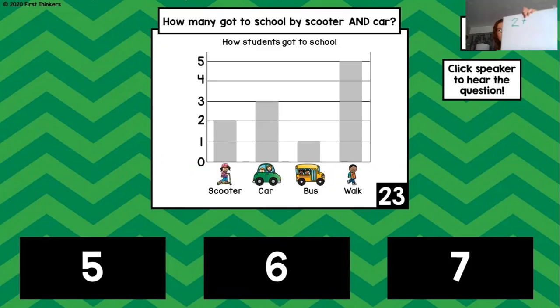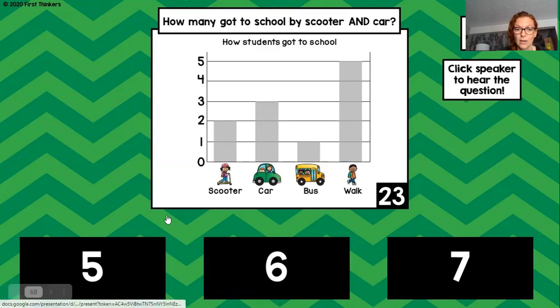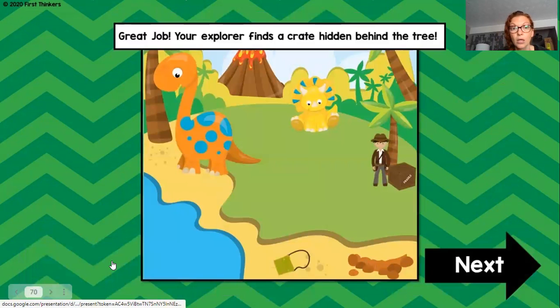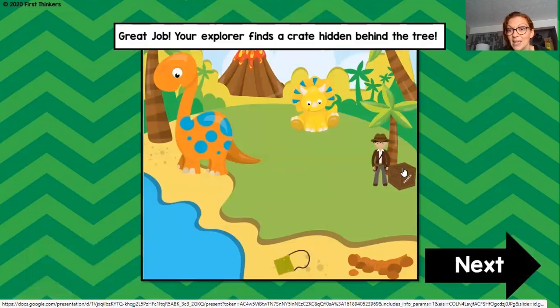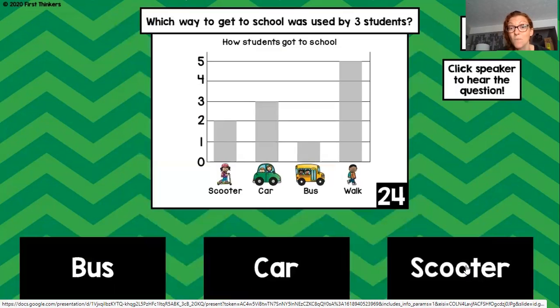Because and means to add, how many car riders do we have? You got it. So how many got to school by scooter and the car? Nice job. Equals 5. Can't forget my equal sign. Nice job. Let's see what happens next. Great job. Your explorer finds a crate hidden behind the tree. What's next?